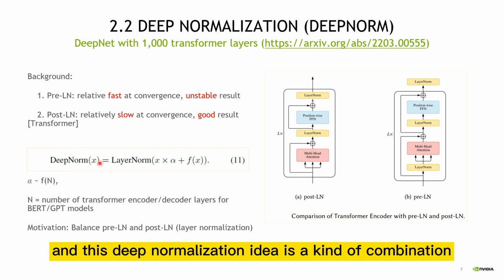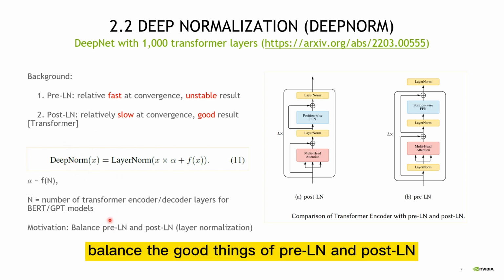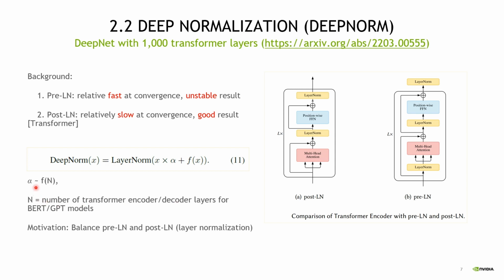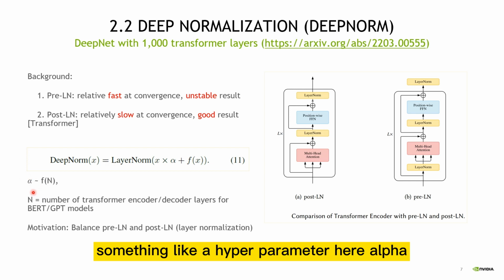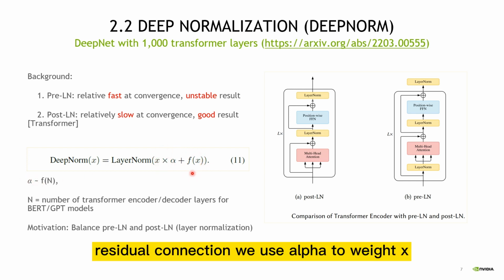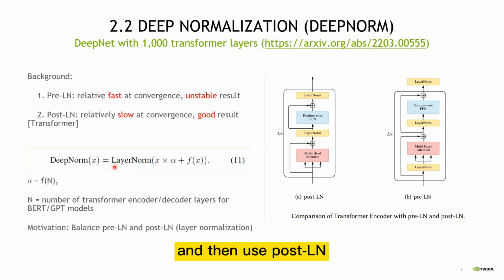This deep normalization idea is a kind of combination that balances the good things of pre-norm and post-norm. They use the number of encoder and decoder layers to compute something like a hyperparameter here, alpha. And when we do this residual connection, we use alpha to weight x, and then use post-norm here.